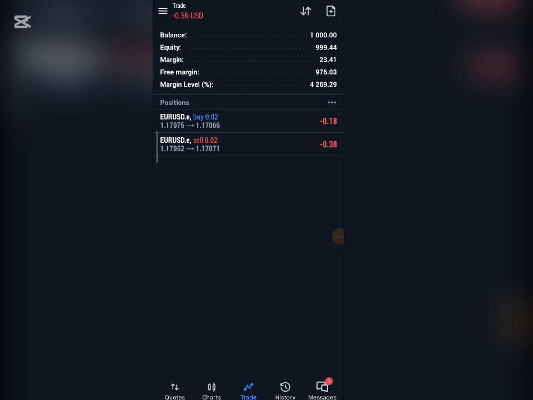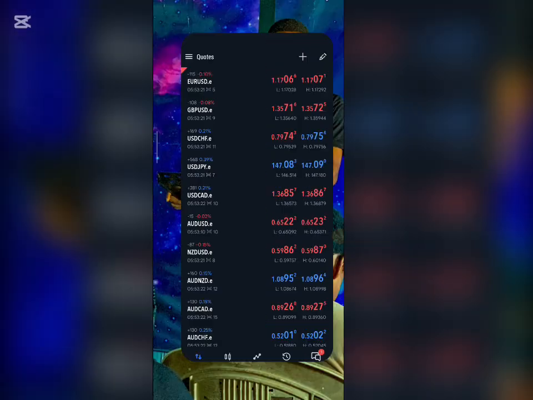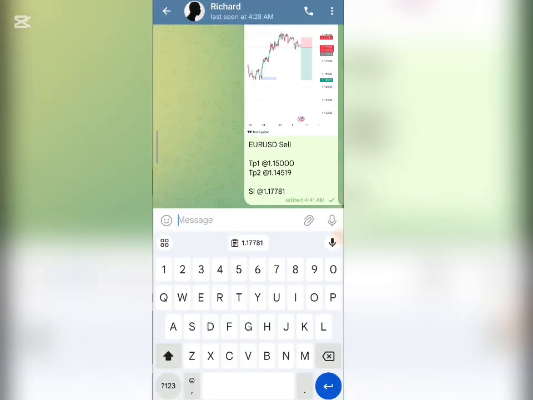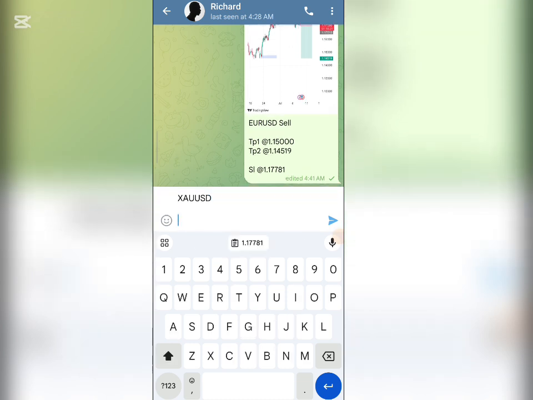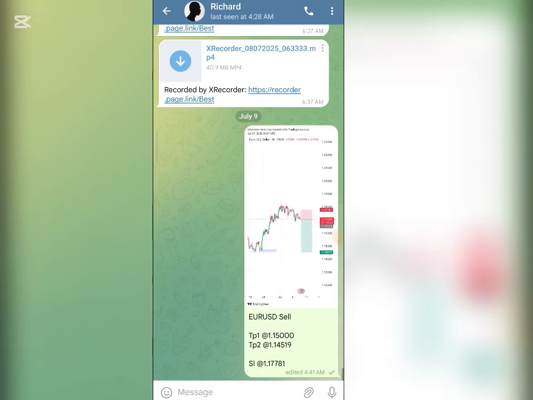So let's say I go under my quote. Remember, I have to go to quote to input the pair. You must always watch out for the currency I'm asking you to sell or buy. So, for example, this one is EURUSD. Sometimes it might be XAUUSD, or USDJPY. There are different kinds of currencies that I could talk about. I'll give you further examples.